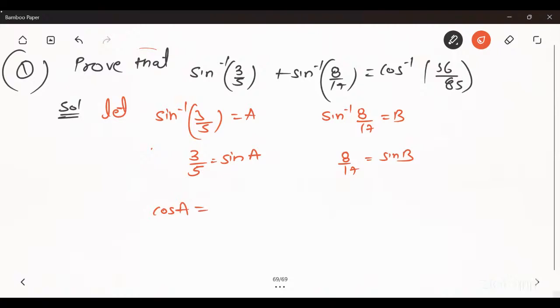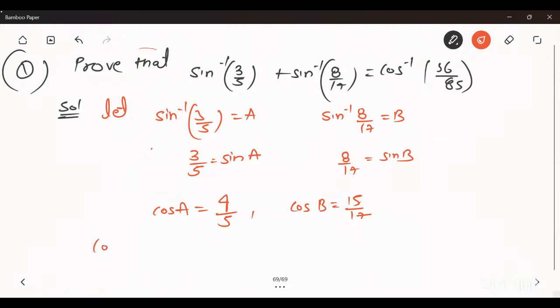So what is the base? Under root 5 square minus 3 square, that means 25 minus 9 is 16, and under root 16 will become 4. So cos A is 4 upon 5, and cos B will become 15 upon 17.